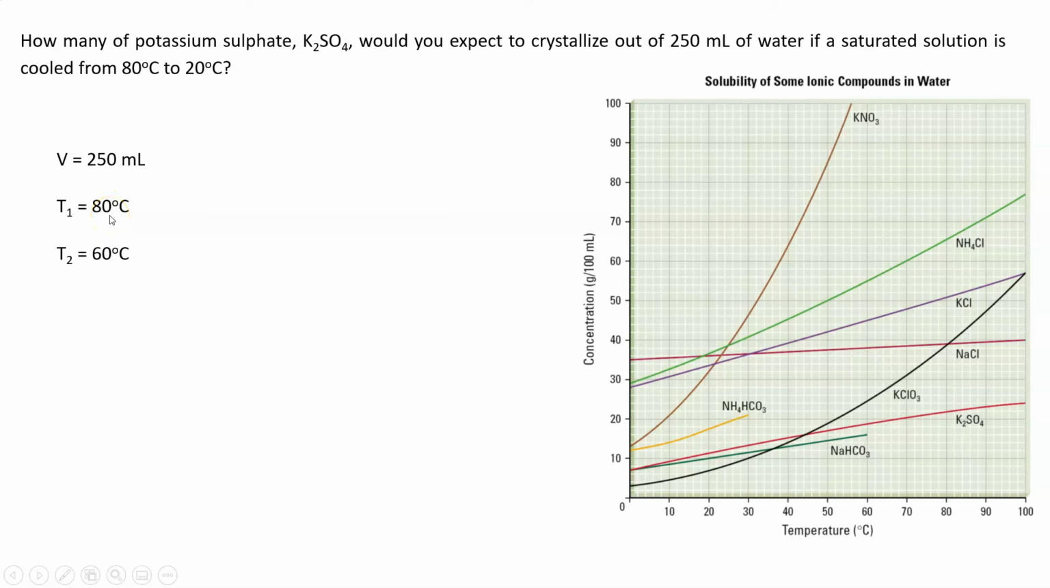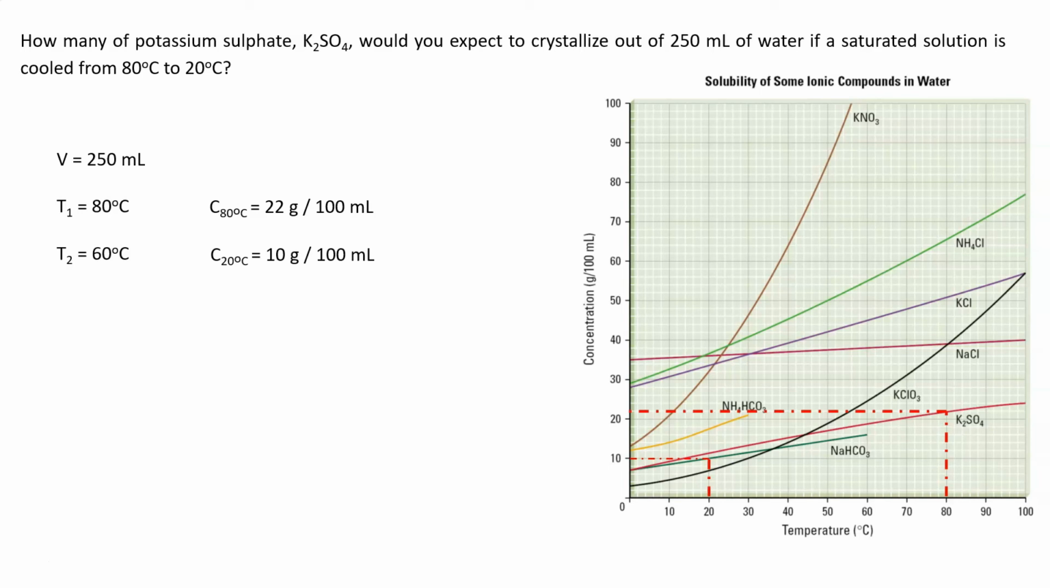Okay, so next I would go to my graph and read the solubility, or concentration, of a saturated solution at 80 degrees Celsius. So I would go up till I hit the curve and go across, and I would see my saturation point. So at 80 degrees Celsius, the saturated solution has 22 grams per 100 milliliters. And then at 20 degrees Celsius, I would also go up, and I have a solution around 10 grams per 100 milliliters.